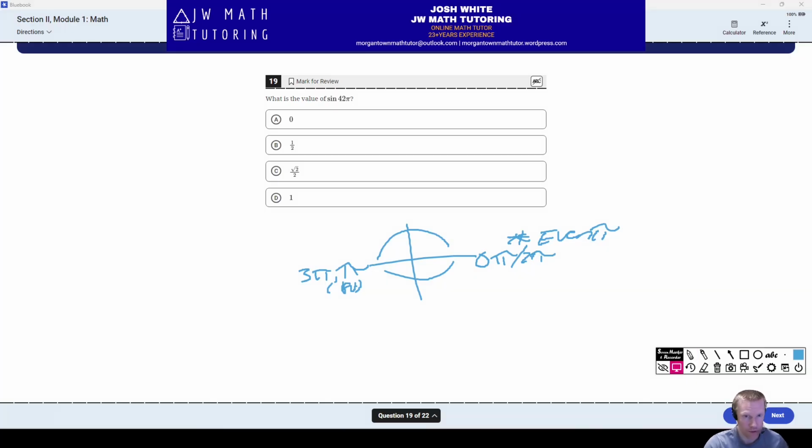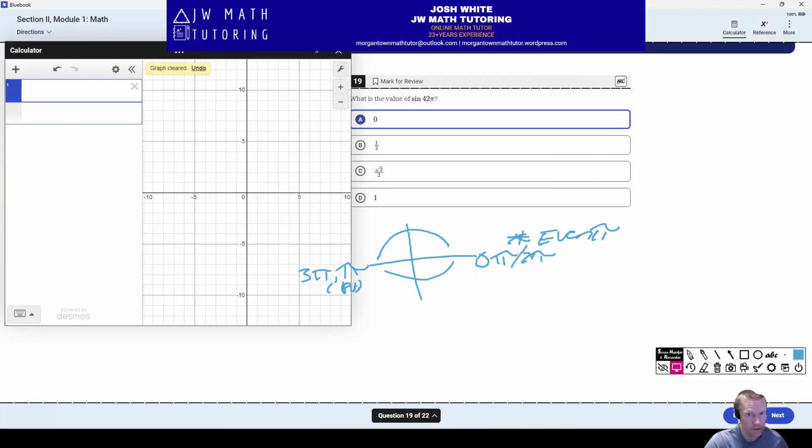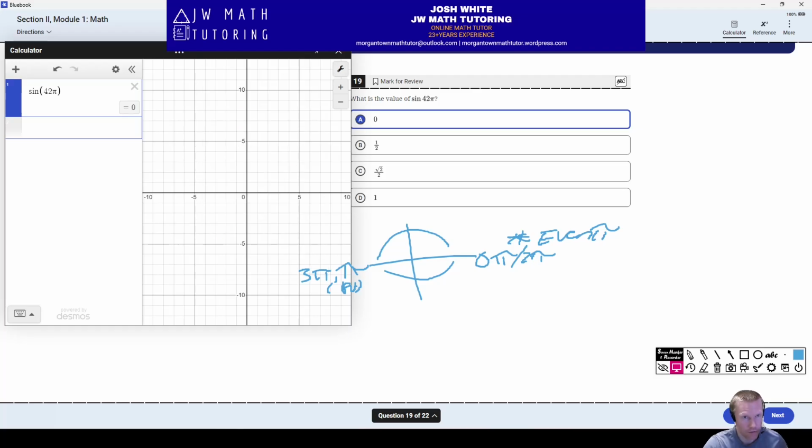So the correct answer for this one is going to be A, because the sine of 0, and the same as 2 pi, 4 pi, whatever, is 0. But if you're not familiar with that, you can just easily go to the Desmos calculator, type in sine 42 pi. Make sure I am in radians here. Click on the little wrench, and it just gives the answer back as 0, and that's it.